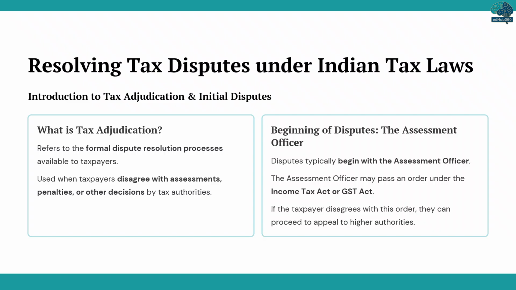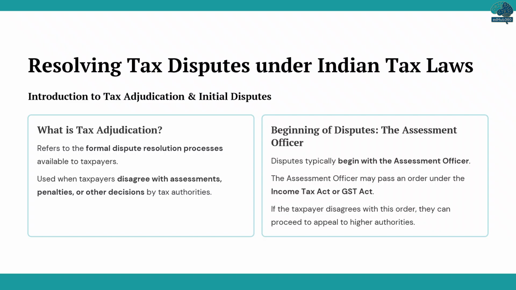This refers to the formal processes available to taxpayers when they disagree with decisions made by tax authorities, like assessments or penalties. Disputes typically start with the assessment officer, who might issue an order under the Income Tax Act or GST Act. If you as a taxpayer disagree with this order, you can then appeal to higher authorities.